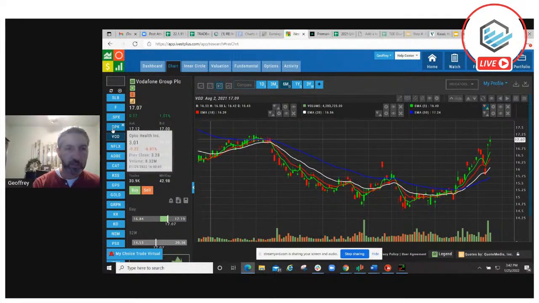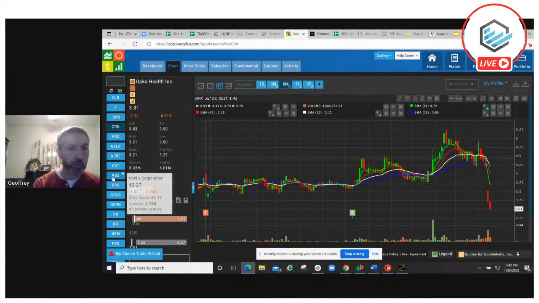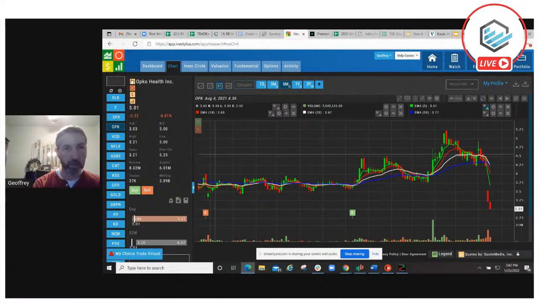You're just going to have to go through some of these and try to see if you can find something at a good buy point. And again, with the volatility that you're seeing, it may be a little bit harder to find something at a good buy point. So let's go out here.